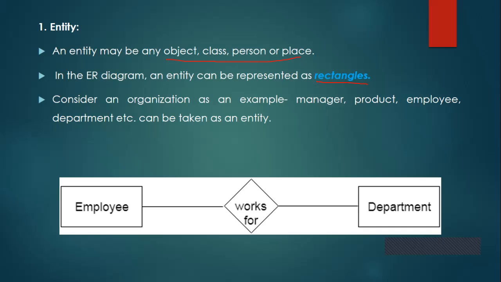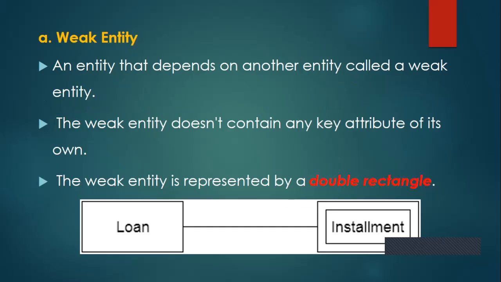Let me take one more example where a student enrolls in a course. What are the entities here? Your entities are student and course. And what is the relationship among them? Enrolls. So I hope you all have understood what an entity is.